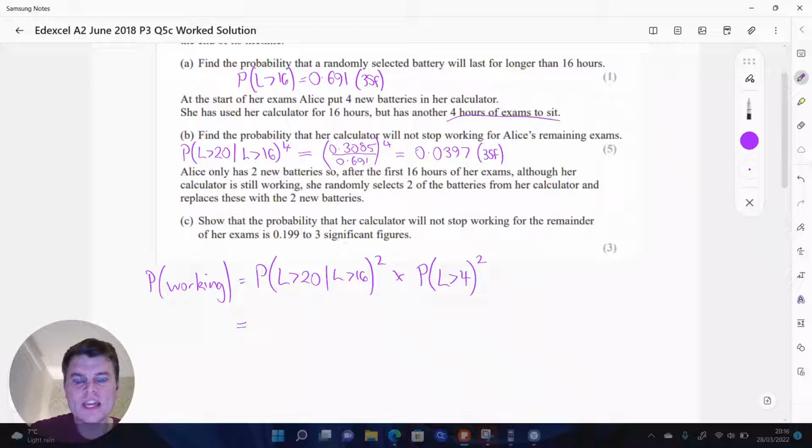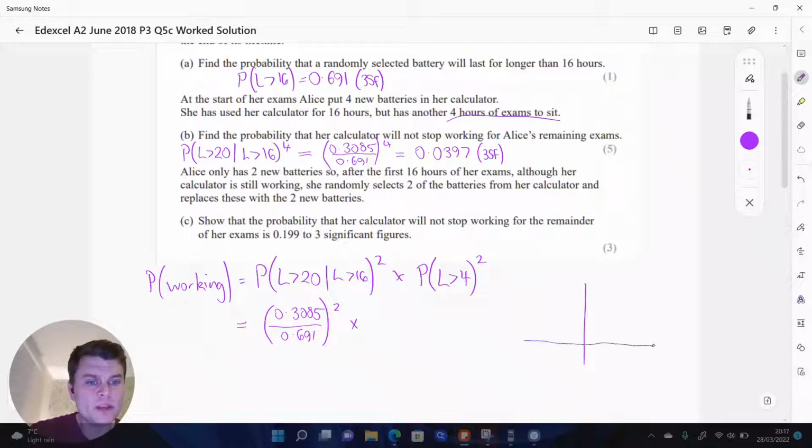So using the calculation that we did in part B, we can replace this part with 0.3085 all over 0.691, and that is squared. And we need to multiply that by the probability that L is greater than 4.